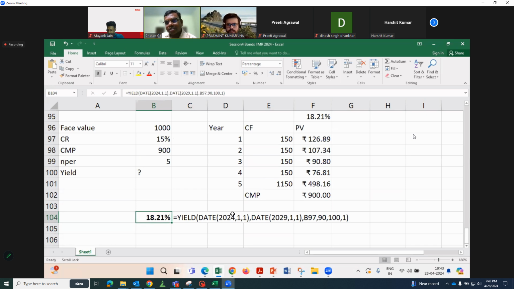Is it clear, class? Yes, sir. So yield to maturity we have understood as a concept, and I think this much is sufficient for you to understand regarding bonds. Fine. So we have discussed how to value the bond, what the yield is and how to compute the yield.